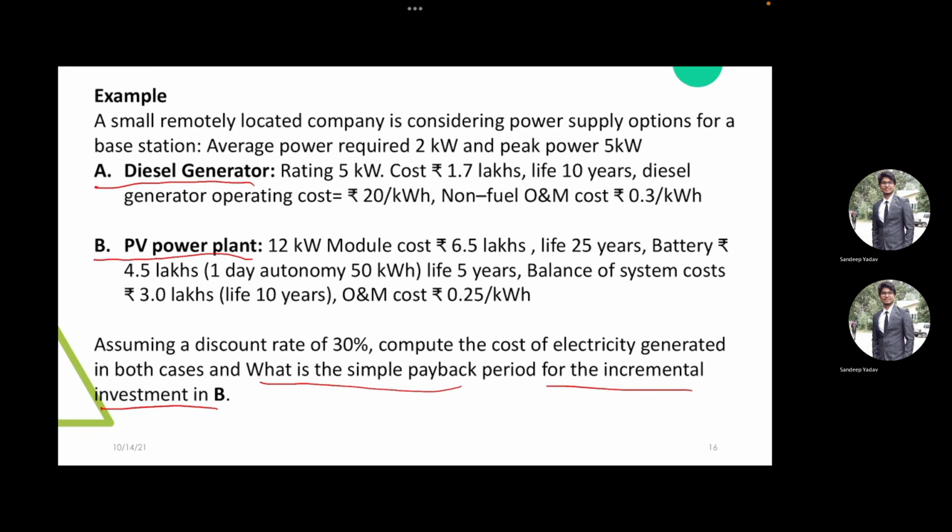That means we are investing some increasing amount of money, that is 6.5 lakhs, that is way more than the diesel generator. What is viable for that PV plant, how much money that we are paying extra, we can calculate the simple payback period for that. Now let's solve this.